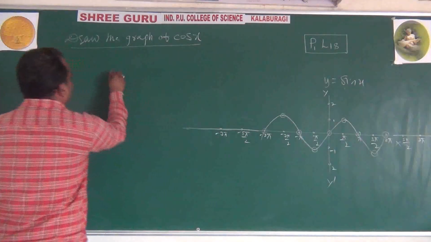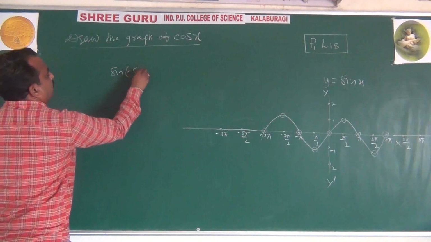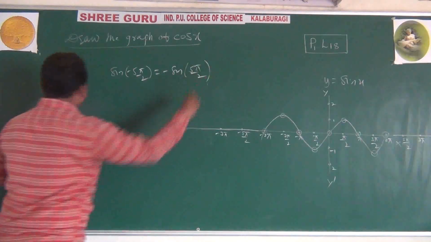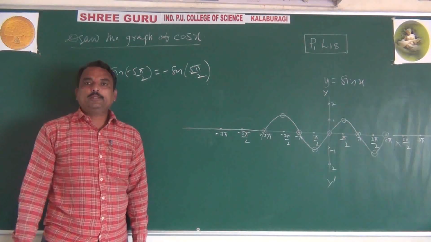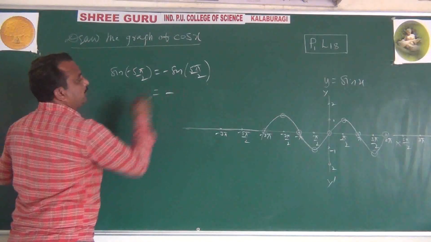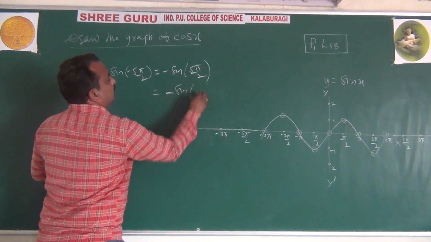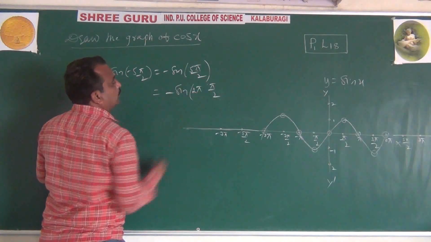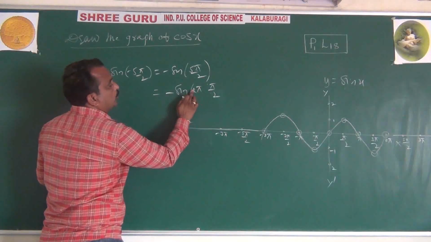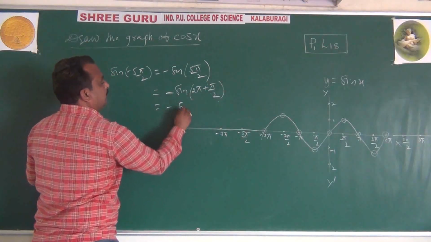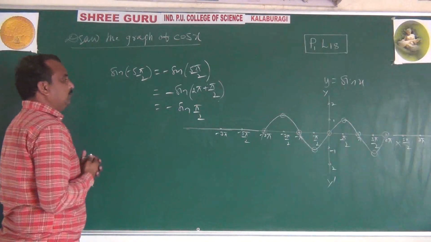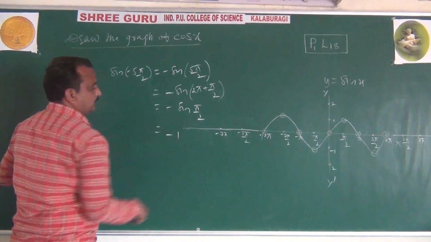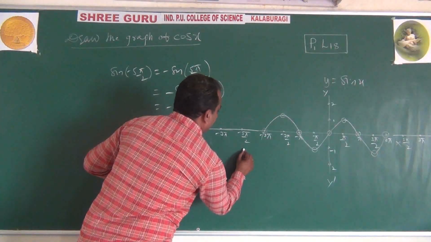Let us calculate the value of sin of minus 5 pi by 2. Sin of minus theta is minus sin theta, so this is equal to minus of sin 5 pi by 2. We want 5 pi by 2; multiplying by 2, it is 4 pi by 2 plus pi by 2, that is 2 pi plus pi by 2. In the first quadrant, sin of 2 pi plus theta is sin theta, so it is sin pi by 2. Then this is minus of 1, so it is -1.